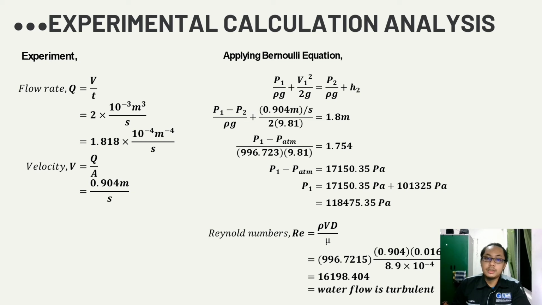After we found the inlet pressure, we can now move to find the Reynolds number, to find out whether the fluid is turbulent, laminar, or in the transition range. Using the Reynolds number formula, rho V d over the viscosity of water, we already know all the variables. We calculated and found the value is 16,198.404, which is more than 2,000. That means the water flow is turbulent.